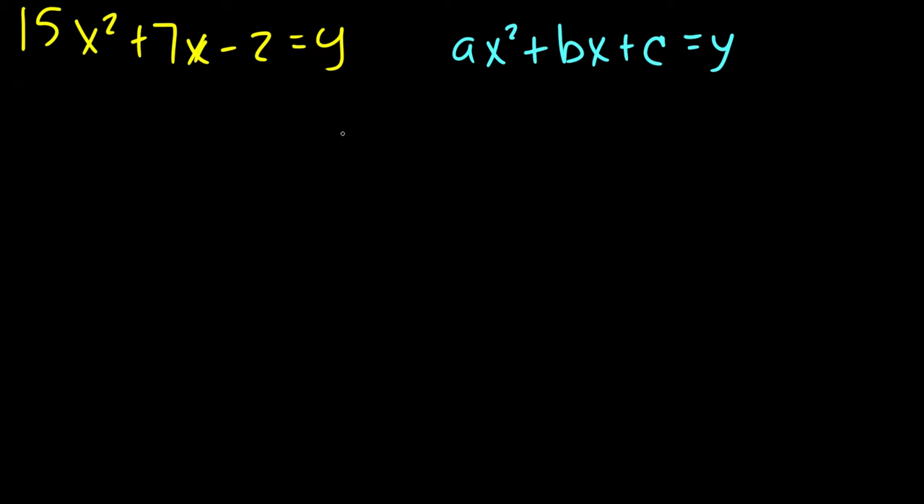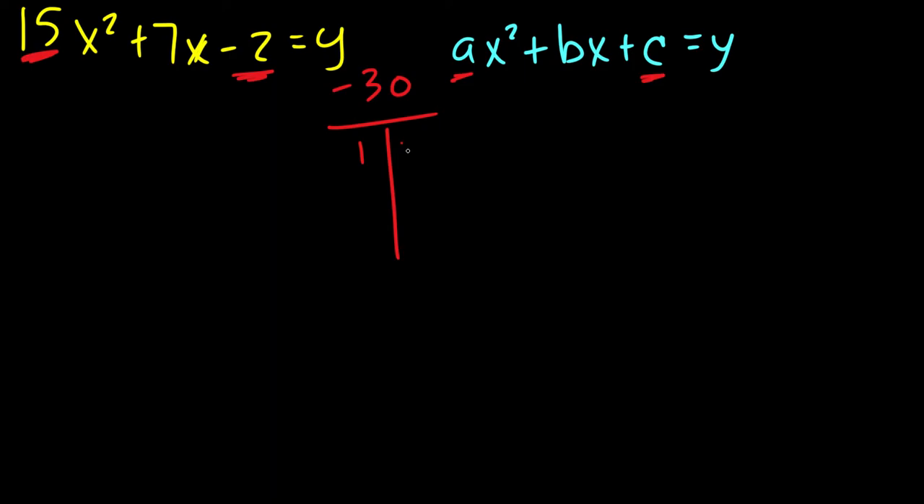So the first step that we're going to do is we're going to multiply the a number and the c number. So the number in front of x squared and the number that's by itself. So we multiply those together, we end up with negative 30, and then we're going to do the same thing. We're going to t-factor that portion.